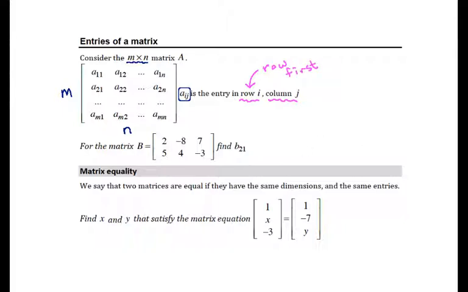Just for a little bit of practice on this, we're going to find B sub 2, 1 in this matrix. That's going to be row 2, column 1. So I can see this is row 2, this is column 1. The intersection of those gets me to this entry right here, and therefore B sub 2, 1 is equal to 5.